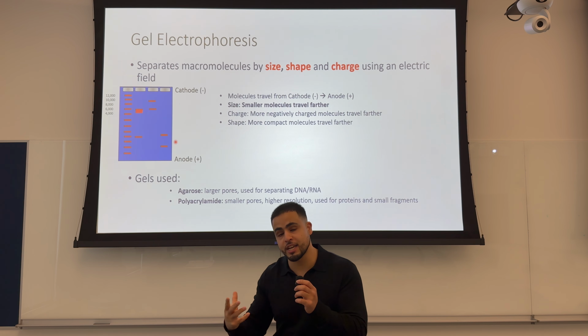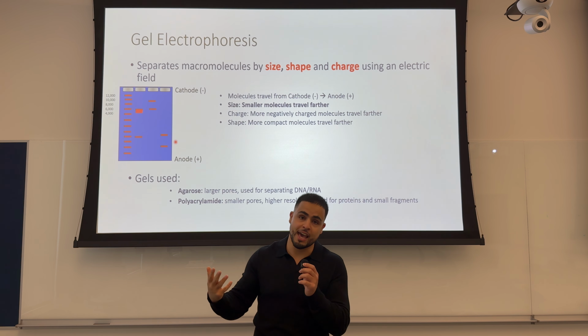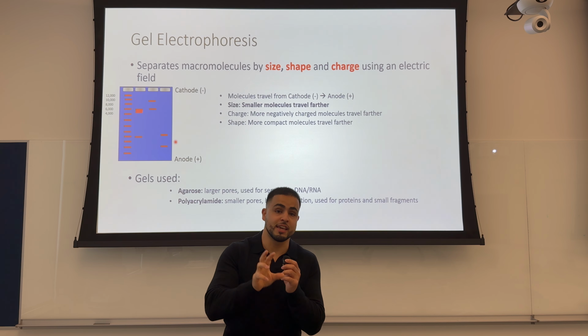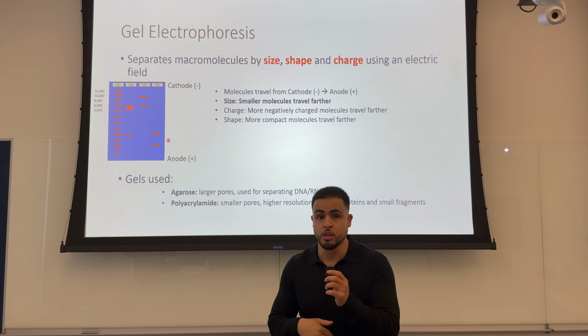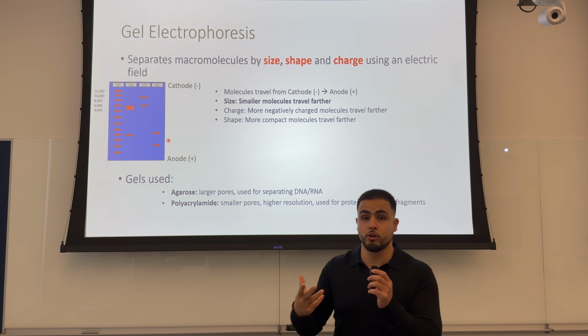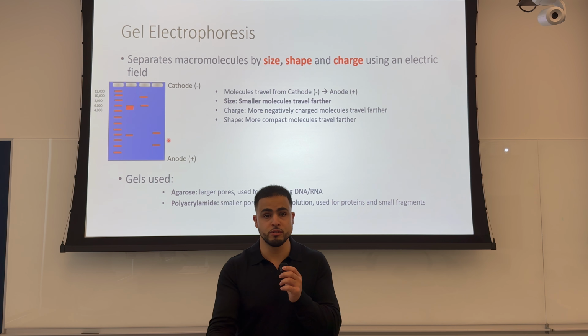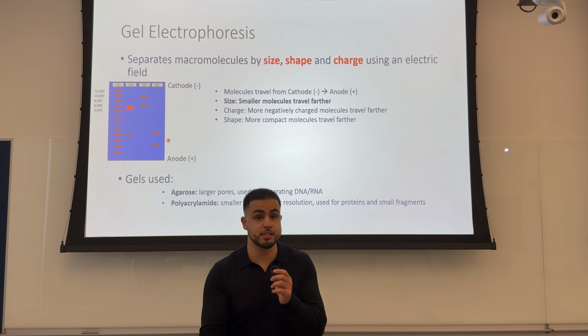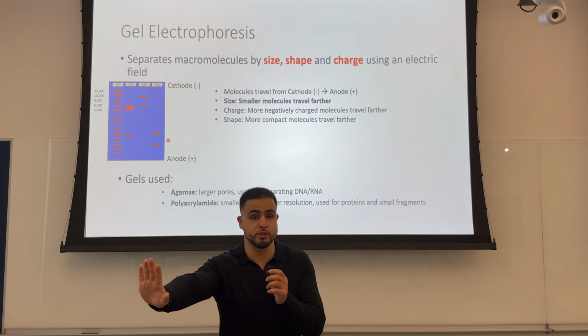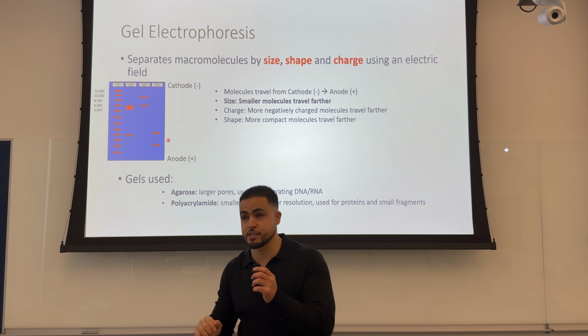So I know in Gen Chem, we typically think of the cathode, especially with galvanic cells, as the positively charged electrode. In this case, the cathode is negatively charged. Okay, so when it comes to size, the smaller the molecule, the farther it's going to travel. You know, basic physics, force equals mass times acceleration. The smaller the mass, the bigger the acceleration. That's about as far as we'll go as it pertains to physics in this video.